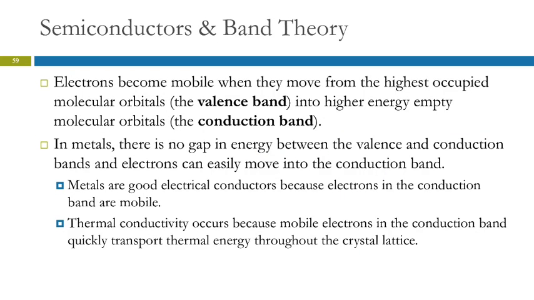So electrons can become mobile when they move from the molecular orbitals in the valence band into the higher energy, empty molecular orbitals, the conduction band. In metals, there's no gap in energy between valence and conduction bands. The electrons can easily just jump up there and move along. So metals are good electrical conductors because the electrons in that conduction band are mobile. And that also explains heat conduction, because as the mobile electrons move, they take their kinetic energy and spread it out throughout the piece of metal.